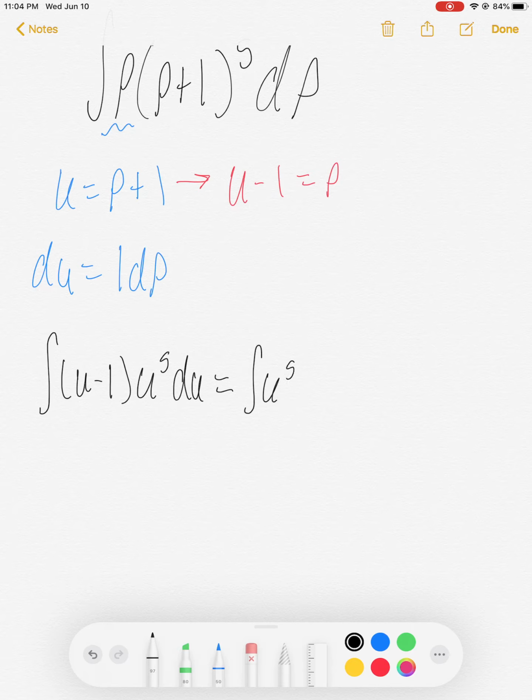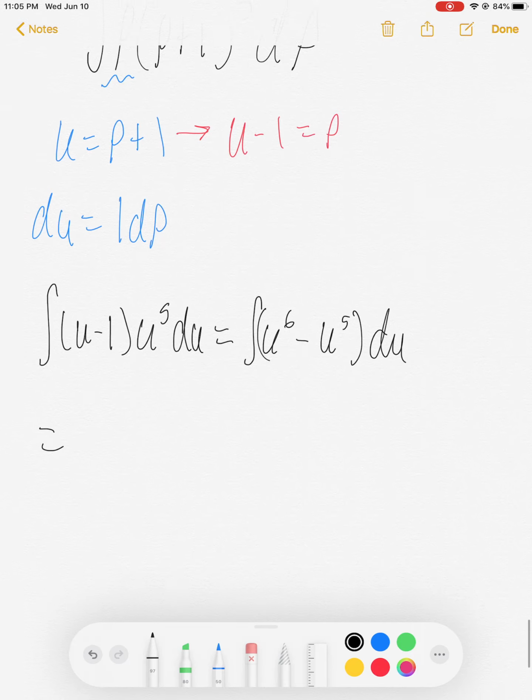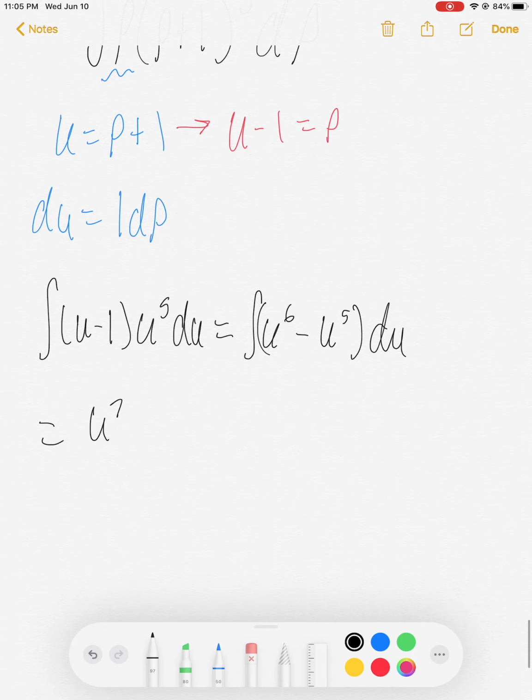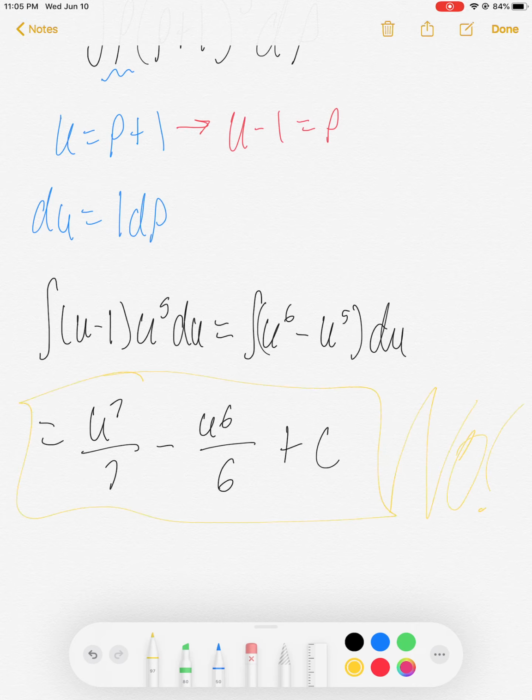I've got this one language in terms of p's and this other language in terms of u's. And so what I've done is I've translated this integral from the language of p's into the language of u's. And this is very nice because now I can just distribute that u to the 5th and get u to the 6th minus u to the 5th du.